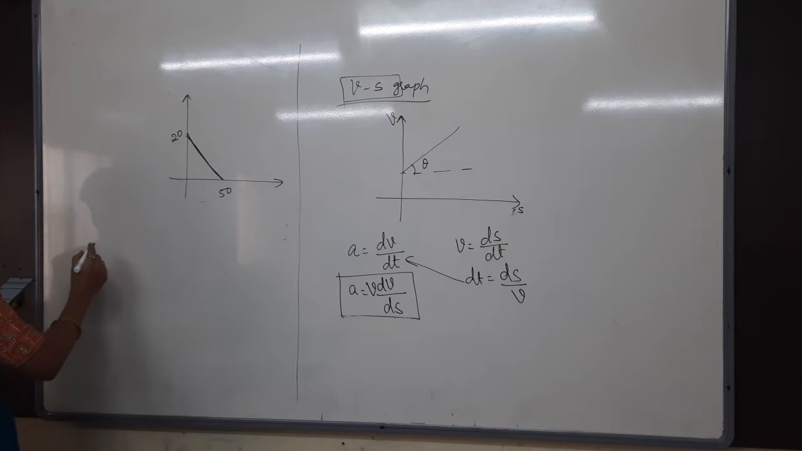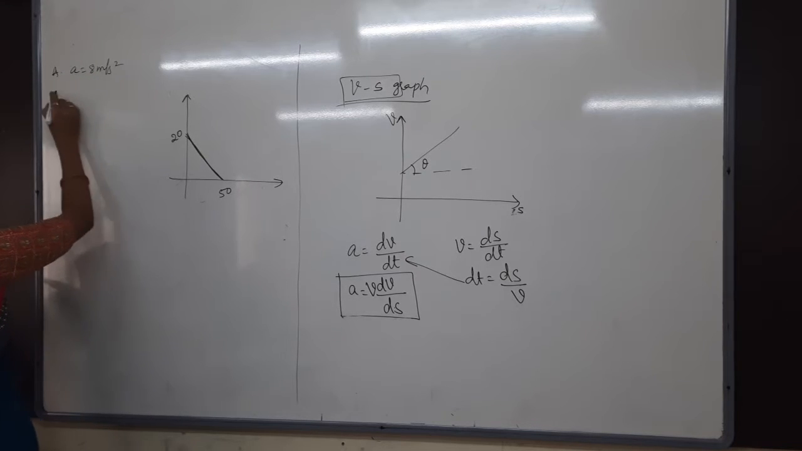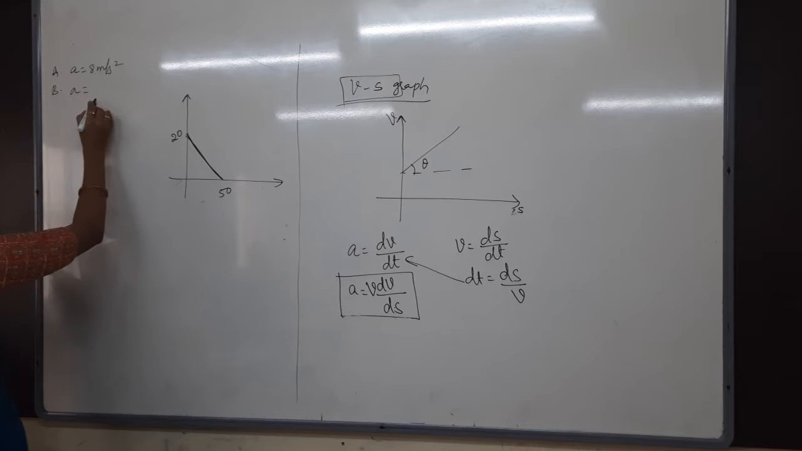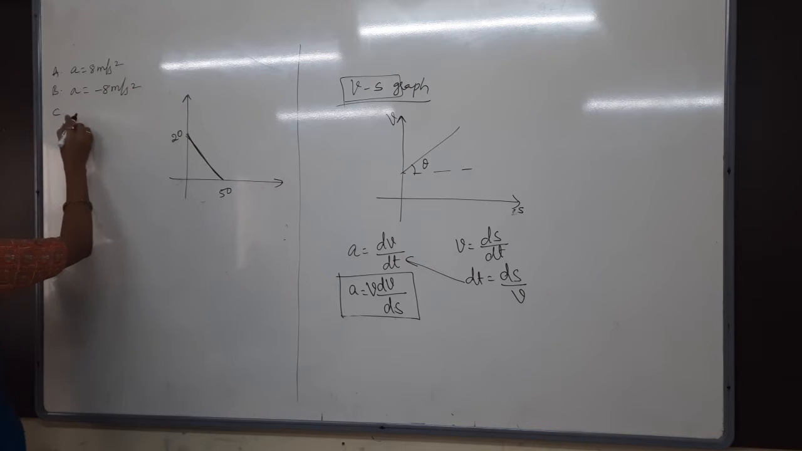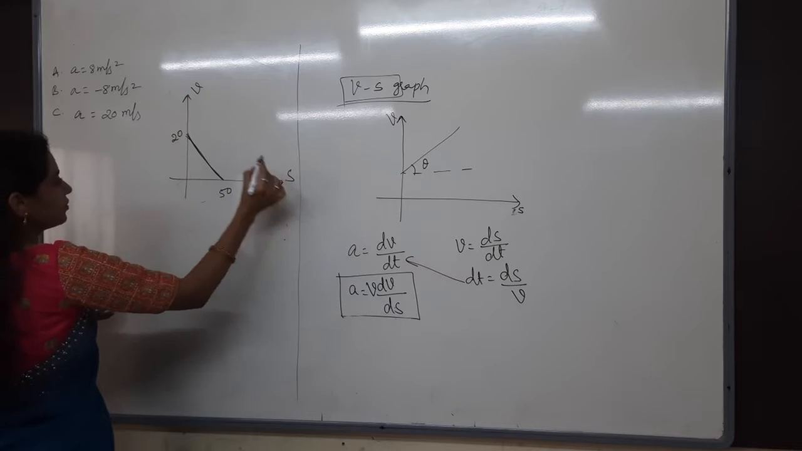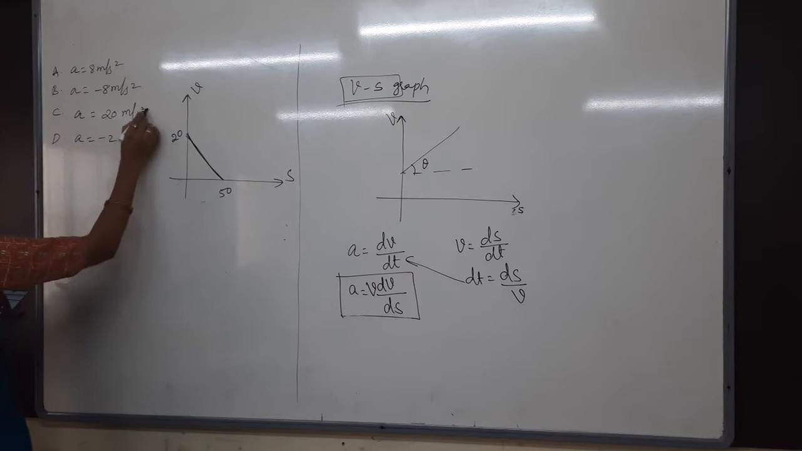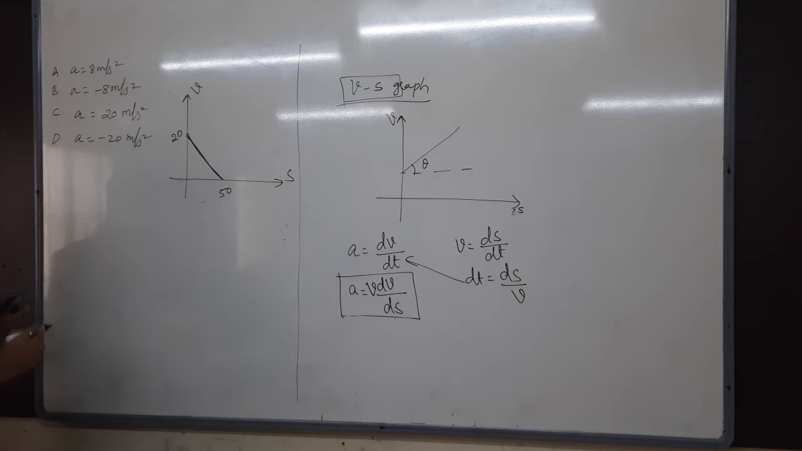Right, a problem. Find the acceleration of a given particle at s equal to 0 from the given Vs graph. Calculate.